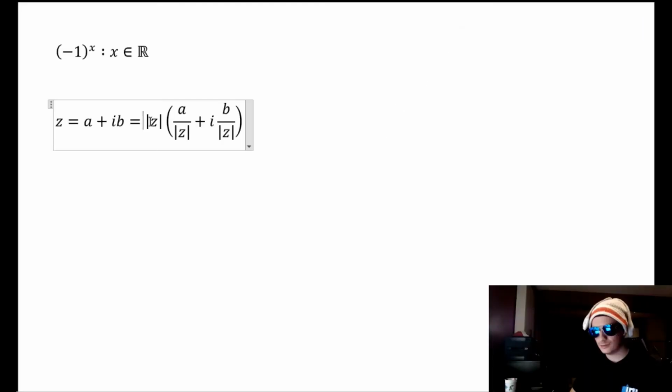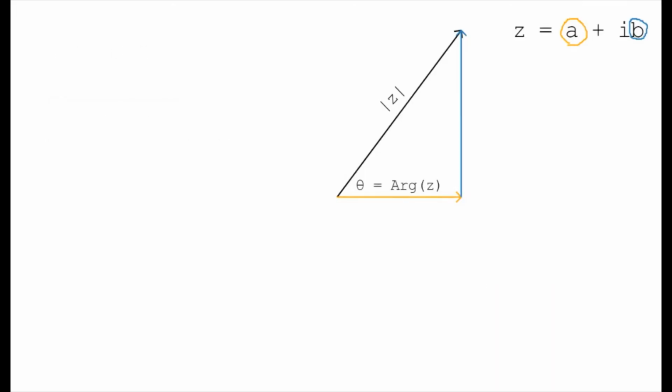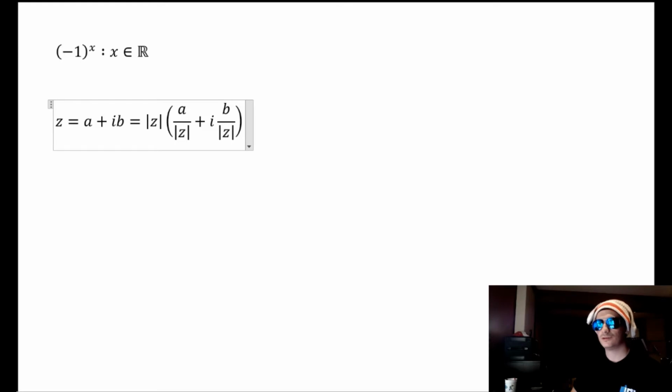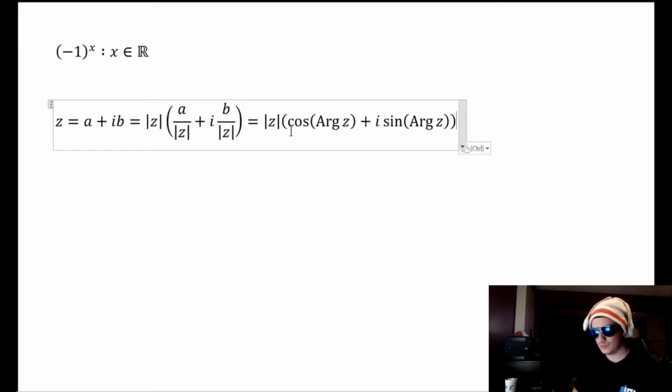So we've taken some complex number z, and we write it as a + ib, and we factor out the modulus of z. But from the right triangle here, this is just the modulus of z times the cosine of the argument of z plus i times the sine of the argument of z. Therefore, every complex number can be written in the form of its modulus multiplied by a function of its argument. And just as a shorthand, we call this function cis, which is short for cos + i sin.